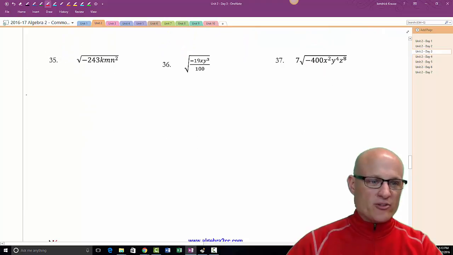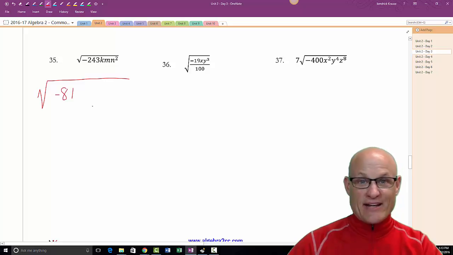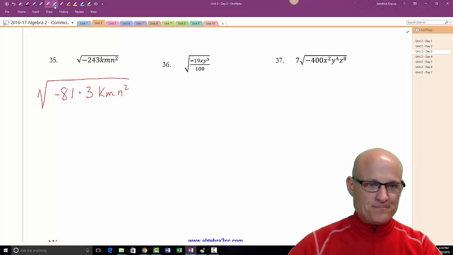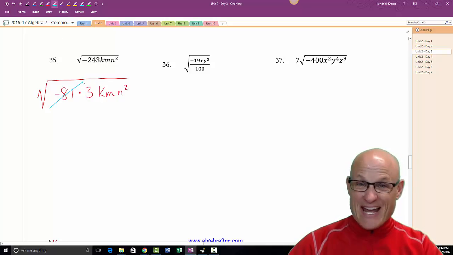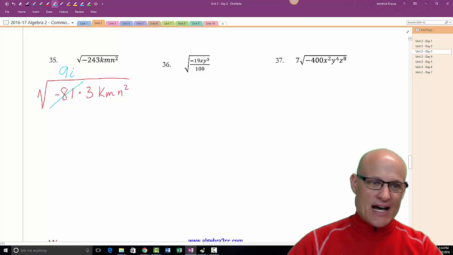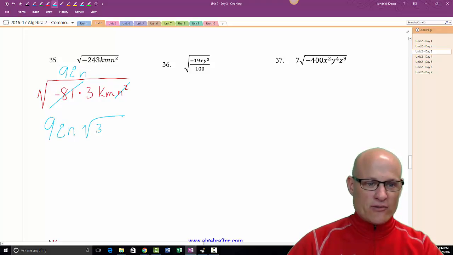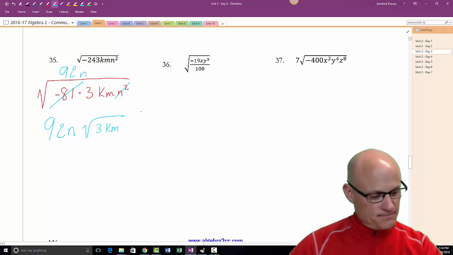243, we just dealt with that. Do you remember what number goes into 243? 81, but we're going to use negative 81 because we have something to do with negatives now. 81 times 3. K, can't do anything with that. M, can't do anything with that. N squared is already even, so we'll leave that. The square root of negative 81 is 9i. The square root of n squared is n. So this is 9i n square root of 3km. I've been checking my work.